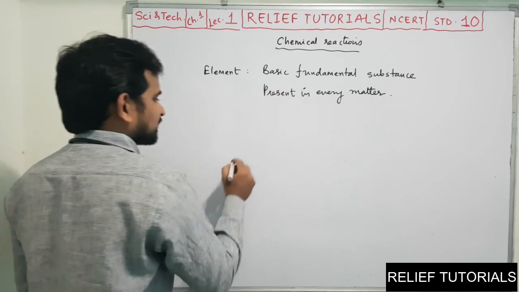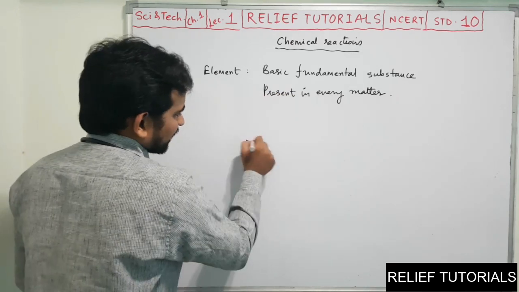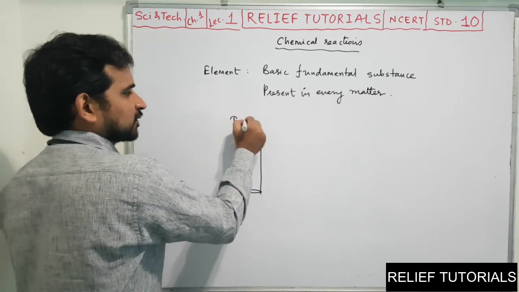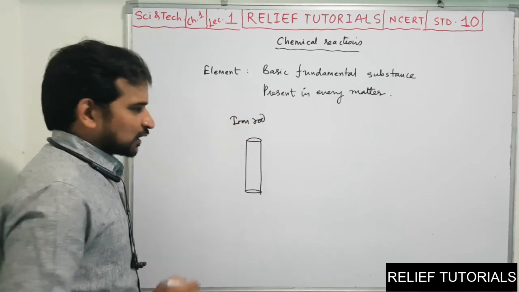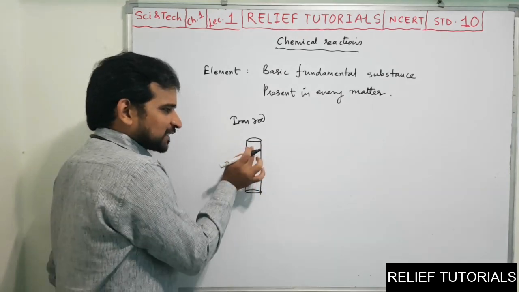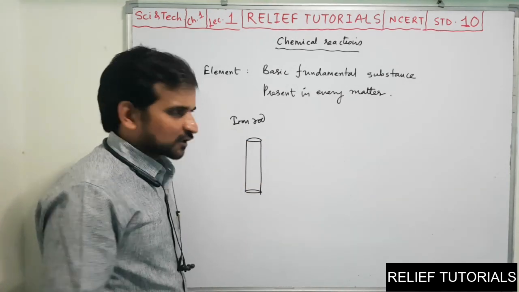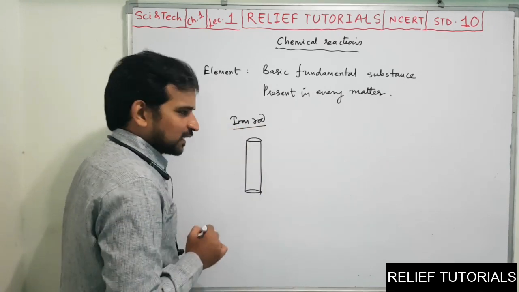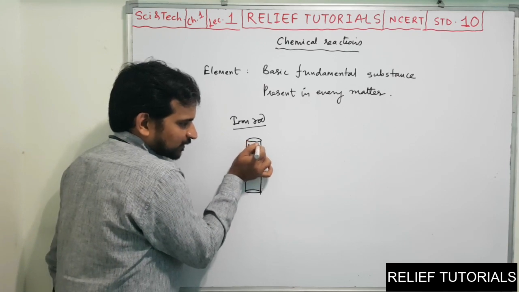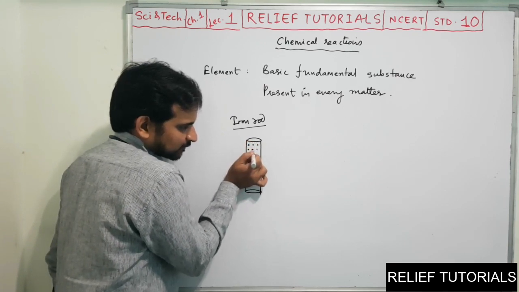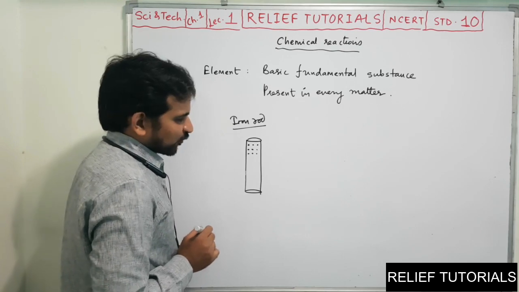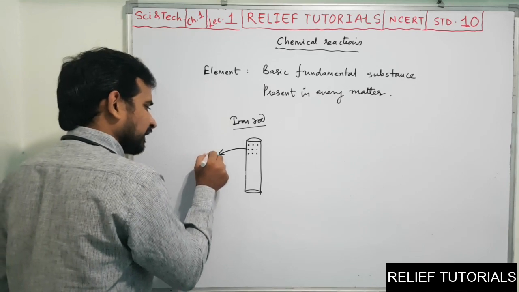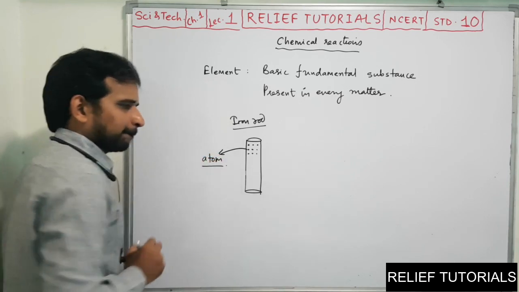If you think about, let us say, this is one of the iron rod. So this is element because it is made up of its own fundamental substances. It is not made up of two or more substances. So this iron is one of the element. It is made up of its particles, and the smallest particle of this element is called as its atom.